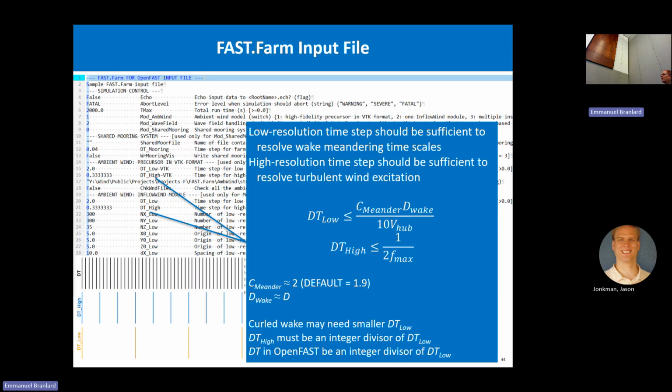FAST.Farm already requires a couple other things. Let's see, the curled wake. We say maybe it's slightly smaller than that. Our experience has been that it's not really as strict as the original guidance, because we were in cases coarser. We accidentally didn't follow the guidance and it was still stable. Nevertheless, the curled wake may require some smaller time step than that. DT high is generally quite a bit smaller than DT low, and right now we just require that they be an integer divisor, so it subsamples easily. Likewise, DT of OpenFAST is usually quite a bit smaller than that, again an integer divisor.